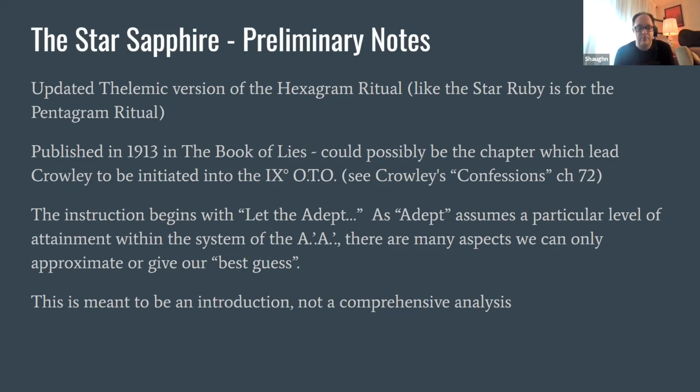As the instruction begins with "Let the adept," and as adept assumes a particular level of attainment within the system of the AA, there are many aspects we can only approximate or give our best guess. So this is meant to be an introduction, not a comprehensive analysis. I am not an adept of the AA, so I cannot comment on if any of this is actually what it means or anything like that. This is just kind of my own explanation or investigation. So your mileage may vary.